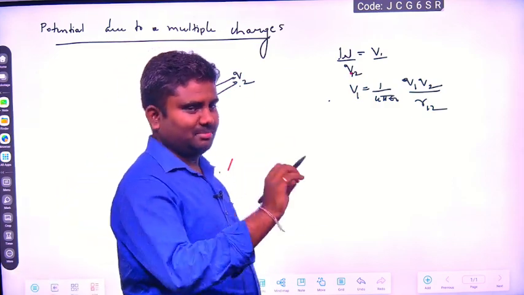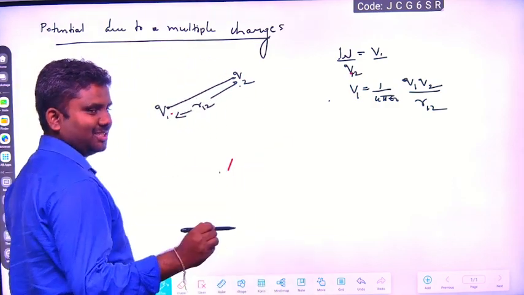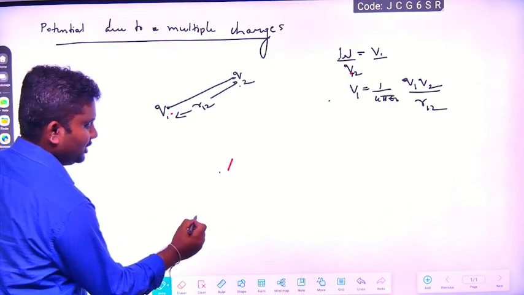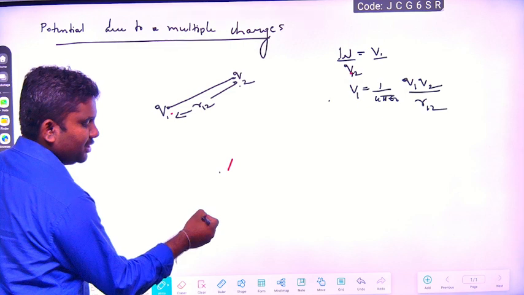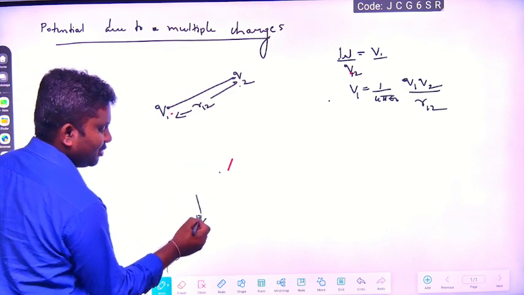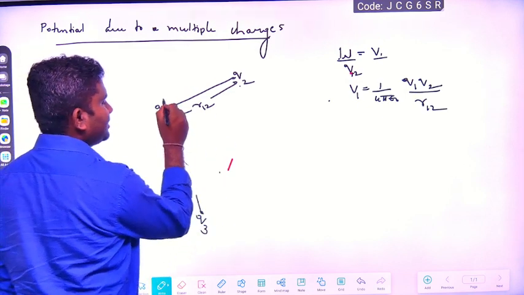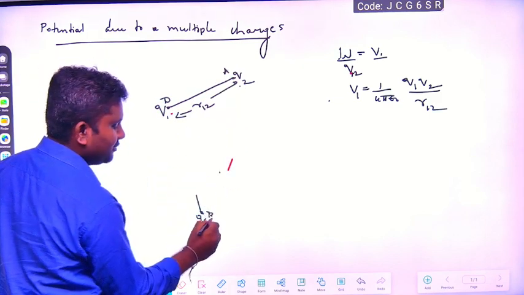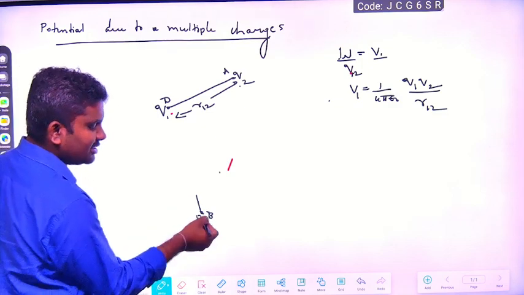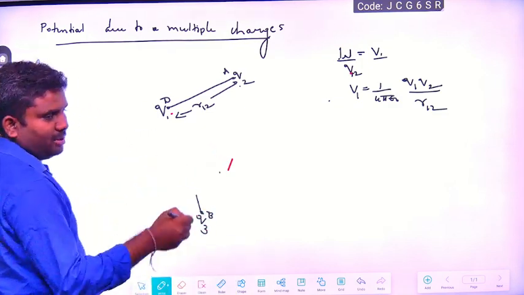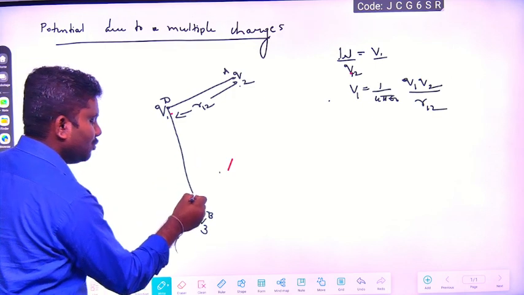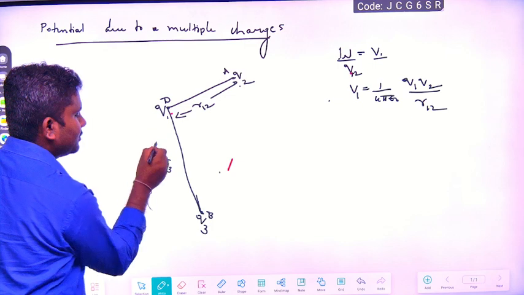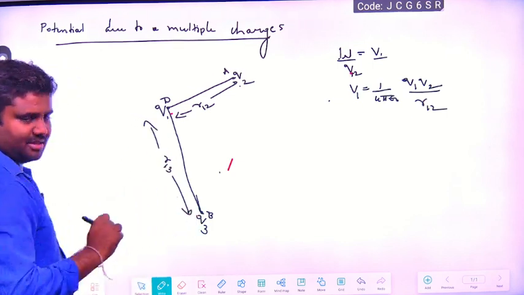For example, now I want to bring another charge near the charge Q1. So I bring charge Q3 from infinity to some point. I would like to call this point O, this point A and this point B. Now I will bring this charge Q3 from infinity to the point B, which is at a distance R13 from Q1. Some distance is there.